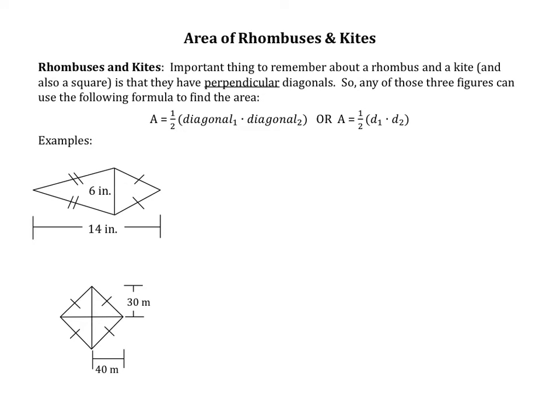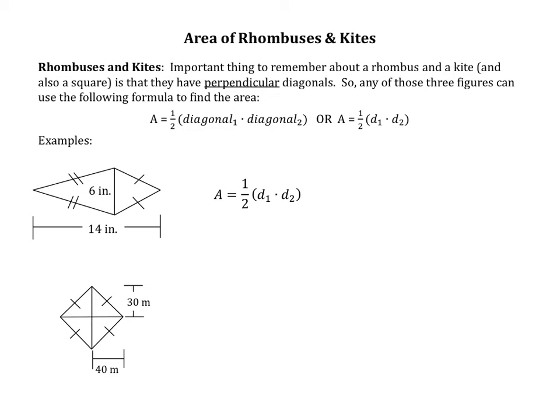So let's look at my first example. So here I have a kite. So I can see in my kite I have one diagonal of length 6 and then I have a second diagonal of length 14. Even though it's outside of my kite, it shows me that that length from tip to tip of that kite is 14 inches.